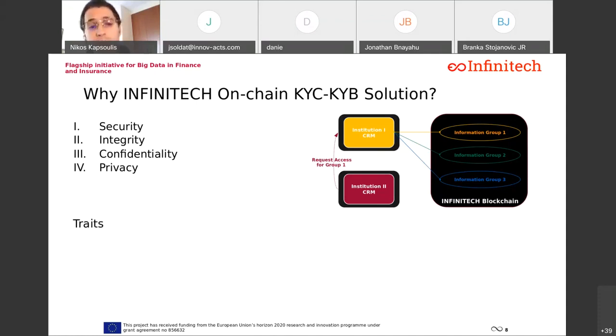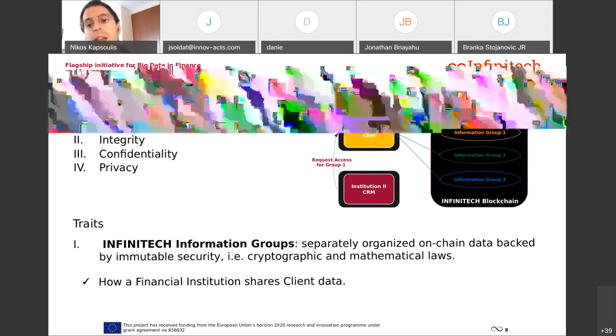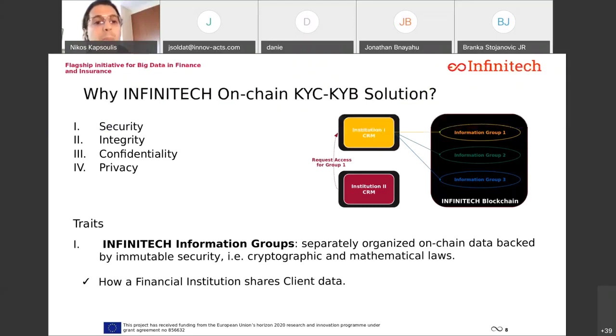So we're talking about our actual solution and its traits. The first one, of course, is the aforementioned information groups, which is the way that we organize data specifically for this use case and how we will manage it inside the blockchain network. But what we really want to understand here is that this is how the financial institution can share client data with other institutions without having the client re-register in each one.